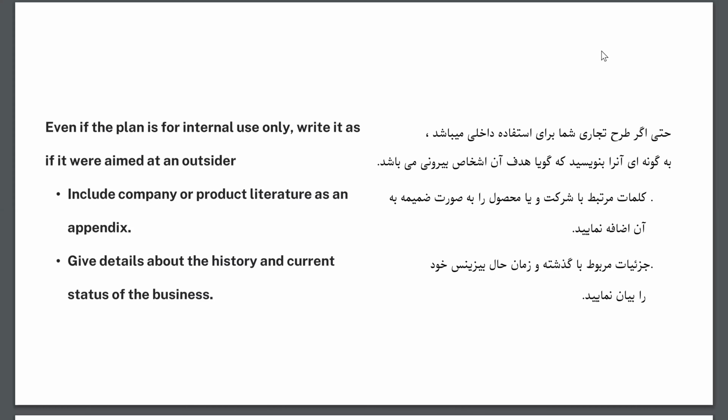And then even if the plan is only for internal use, still write it as if it were aimed at an outsider, because it might just be you and your friend, or you and your wife, or your wife and your husband, like working on it now, but you're planning with the intent of, hey, this is going to take off and be big. And you want to plan accordingly so that you don't have to keep rewriting it over and over. You can just make, again, small adjustments and then share it with outsiders and even investors later on when you do feel like you need that step.